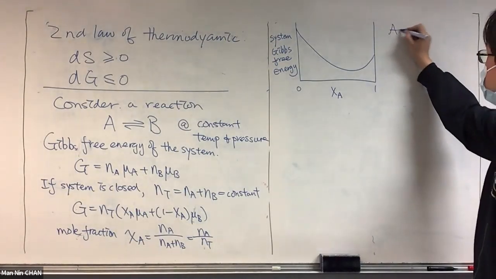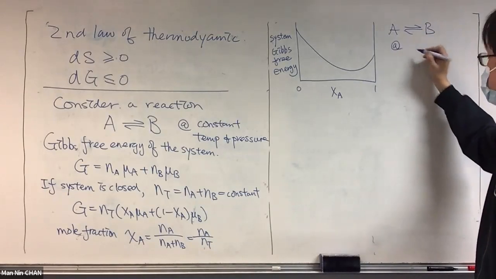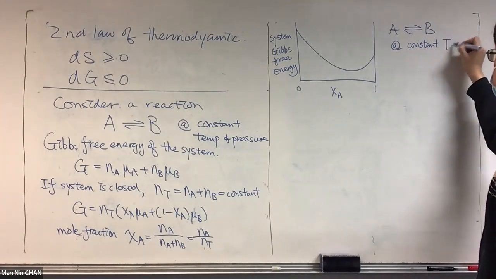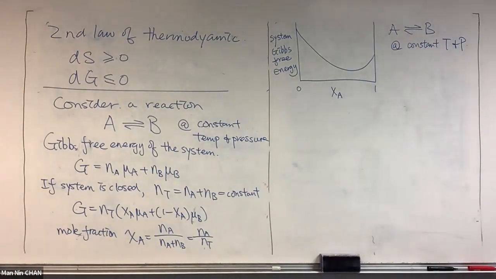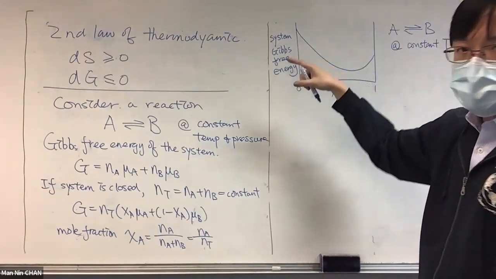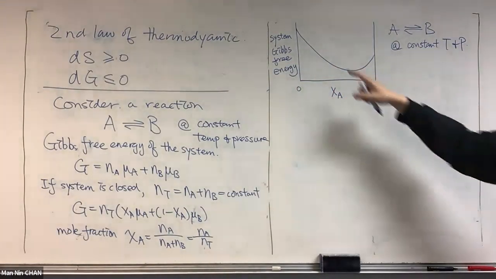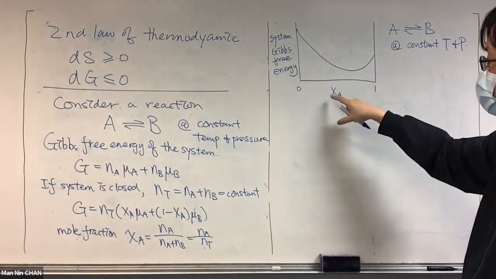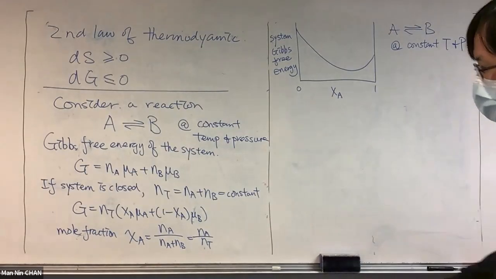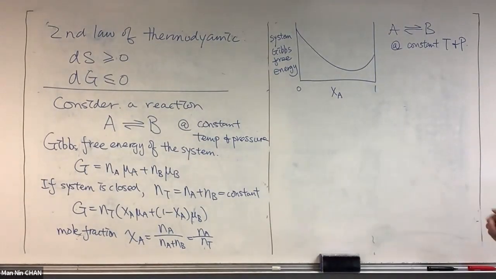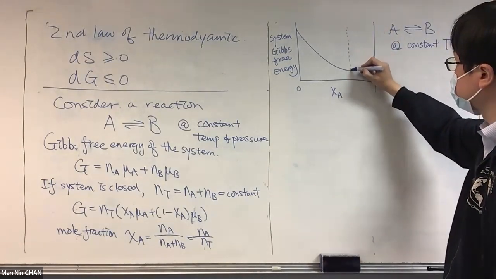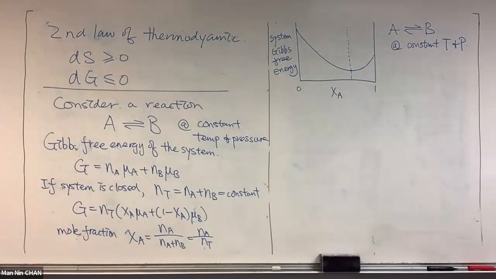So we're still looking at this equation, and this is a closed system. Now if you plot the Gibbs free energy of the system, you will see a curve like this, with the mole fraction of A from 0 to 1. So this is pure A, this is pure B. If you look at this graph, you can find a minimum point here.